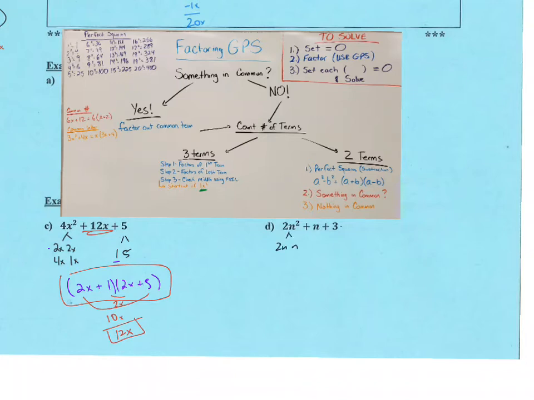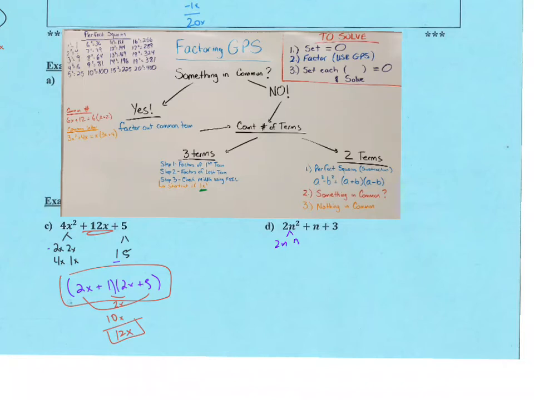2n and n. 1 and 3. Now I'm rushing right away, so I'm going to rewind a little bit. Because remember, every time I do this, I go back to my factoring GPS. Whenever I'm lost, I look at the GPS. So, something in common? No, they all don't have a letter. They all don't have a number. So I count the number of terms. 3 terms. 1, 2, 3. That's why I do the factors of the first term first. So in case you're wondering why I jumped right away to do that, I did actually follow my GPS.